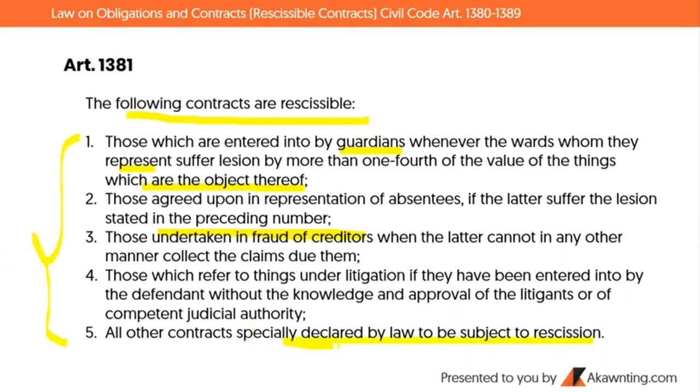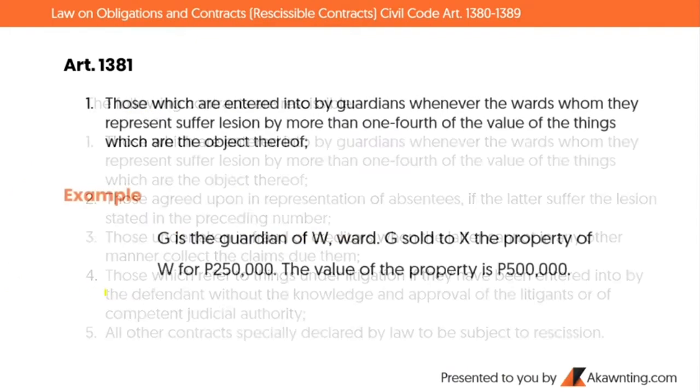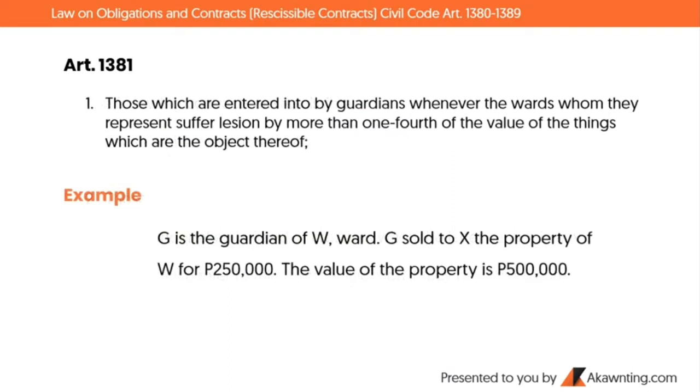Okay, so marami pa tayong makikitang rescissible contracts once na napuntahan natin yung mga other nominate contracts such as contract of sale and contract of agency and partnership, and marami pang iba, okay? Pero for now, generally, yung 1 to 4 na mga situations, ito yung mga rescissible contracts, okay? So, isa-isahin natin. Number 1, magbigay tayo ng example para mas maintindihan natin.